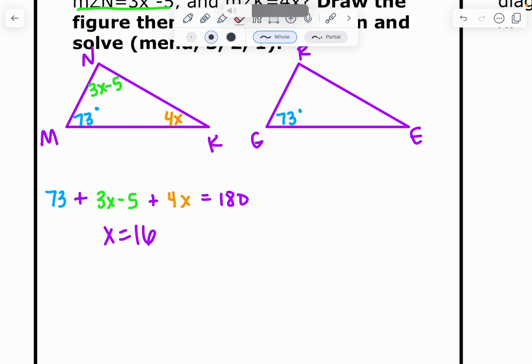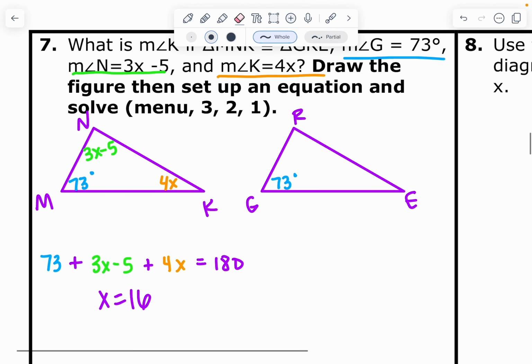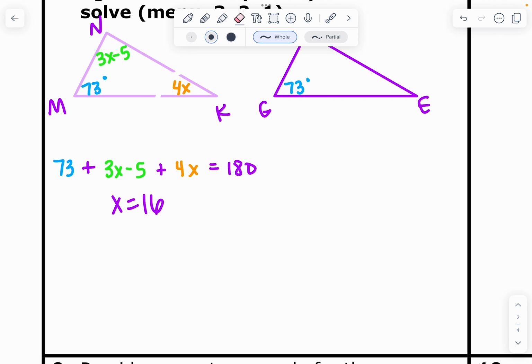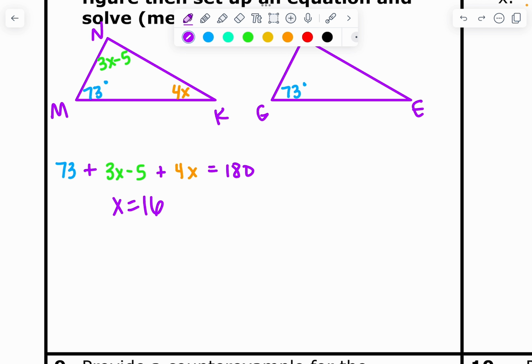All right, so now we've got to find the measure of angle K. Angle K is 4x, so we're going to plug in 16 for x. We're going to take 4x, but instead of putting in x, we're going to plug in 16. And that's how we're going to figure that out.